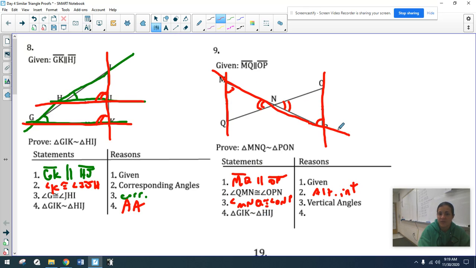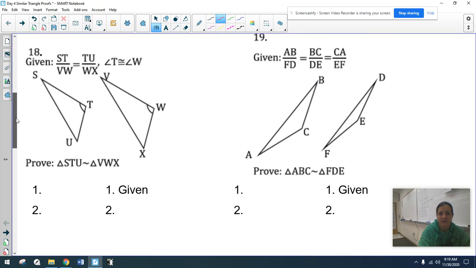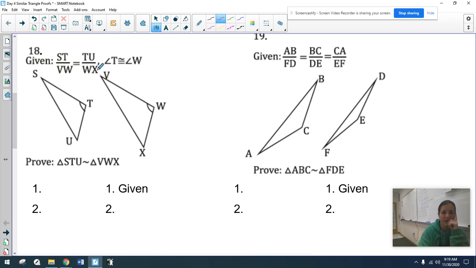Then again, I've got my 2 pieces, 2 angles. You only need 2 for the angles. So in this case, we've got angle, angle. Okay, if you've got side angle side or side side side, you need 3 pieces of info. So down here, I have my 2 pieces of given information. There's 2 of them. Just to save time, I'm just going to do this. Okay, so I've got ST and VW, those are proportional to TU and WX. Okay, so that's all my given information.